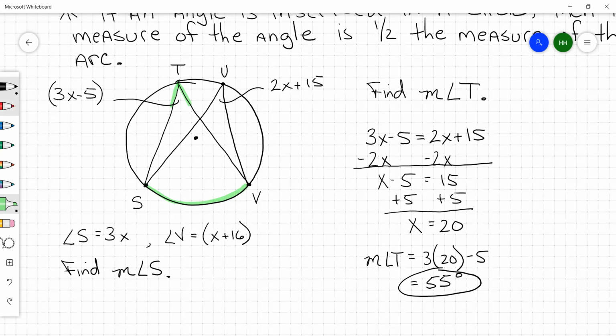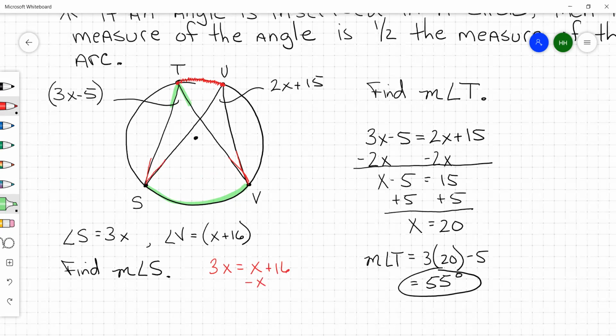Do you see where those angles end? All right, here's angle S, and its endpoints are on U and T. Here's angle V. All right, its chords end on U and T. So they both have the same intercepted arc, don't they? And if the angles have the same intercepted arc, then they're congruent to each other. So our 3x is equal to the x plus 16.